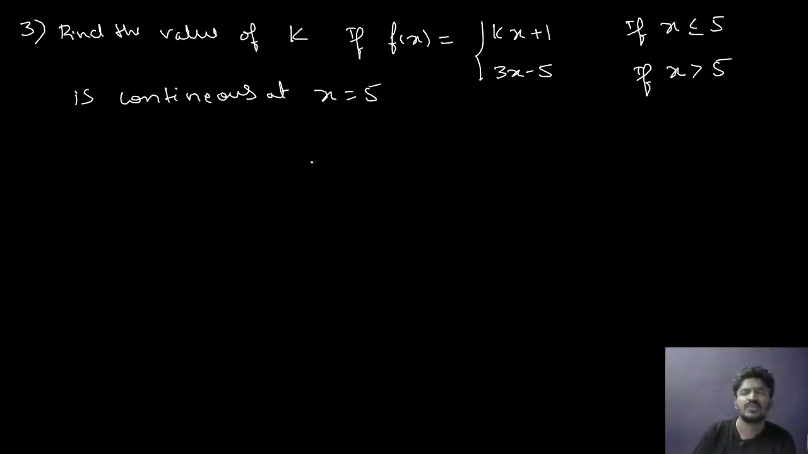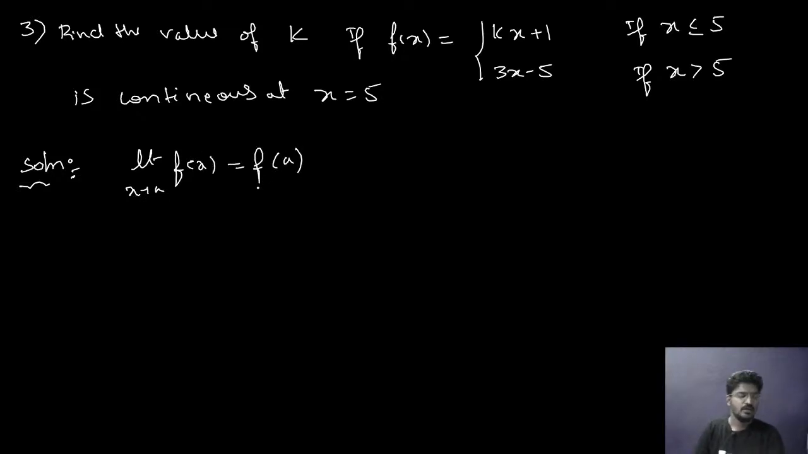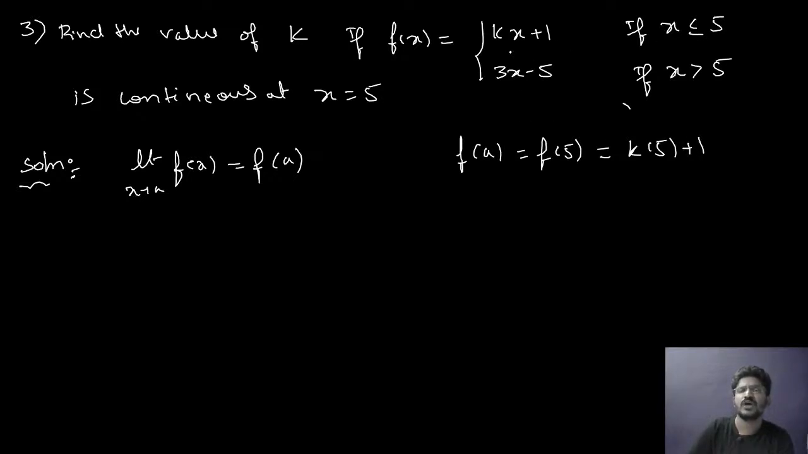So here we can just use again the same definition. If it is continuous, limit x tending to a of f of x is going to be equal to f of a. So for f of a, we have f of 5. So that is equal to k into 5 plus 1. At x equal to 5, you have kx plus 1. That's why f of 5 is 5k plus 1.